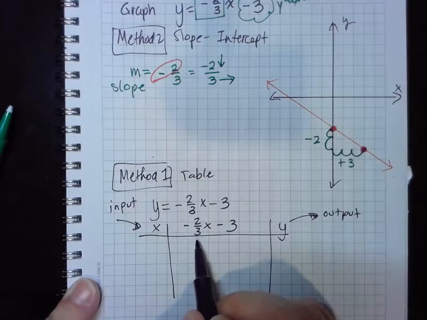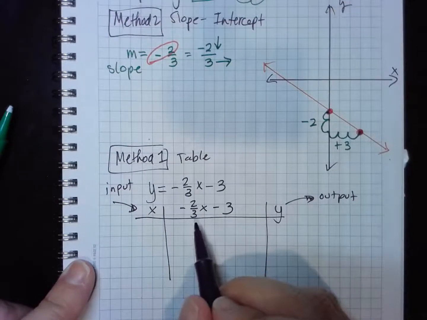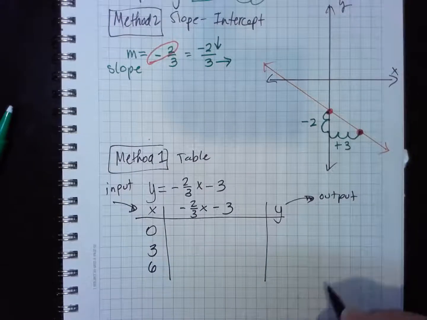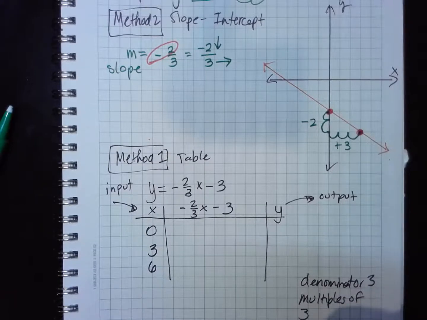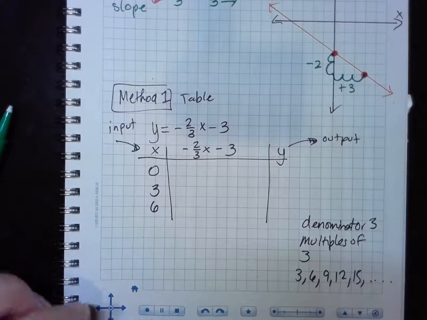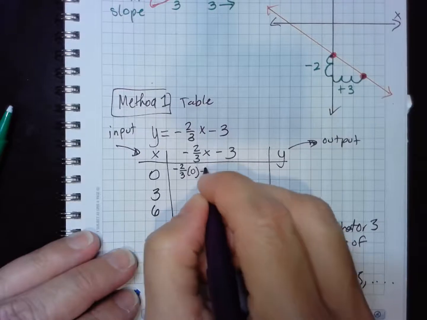Okay, so this time, because we have a fraction, check the denominator. And so instead of being able to use our go-to 0, 1, and 2, I can't do that this time. I need to choose 0, 3, and 6. So I look at the denominator. The denominator was 3. So I need to choose multiples of 3. The multiples of 3 are 3, 6, 9, 12, 15, and so on. Okay? So I chose the first ones, 0, 3, and 6. So now I'm going to substitute in. So -2/3 times 0 minus 3.